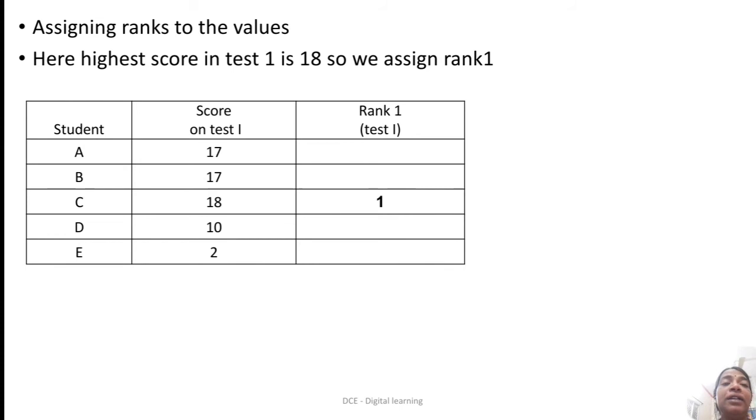So here, if you see the table, C is the highest scorer and he has scored 18 marks. So we will assign rank 1. Okay, the next highest value is 17, 17. Both of them have scored the same marks, that is A and B. Now we have to assign rank 2 plus rank 3 divided by 2, that is 2.5 for A and 2.5 for B.